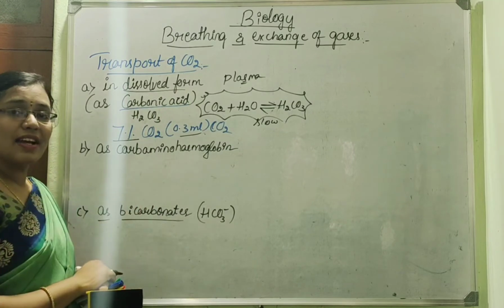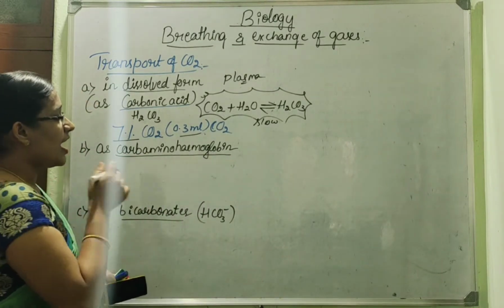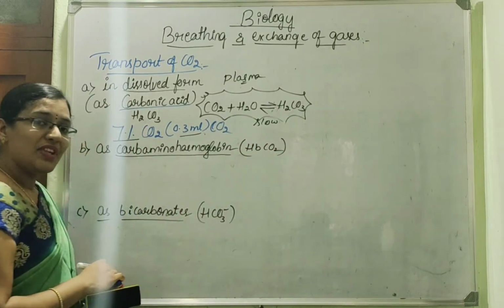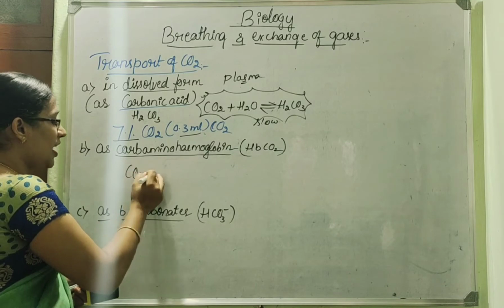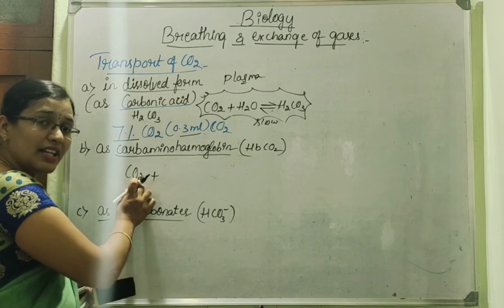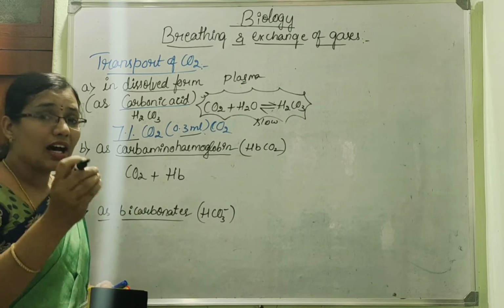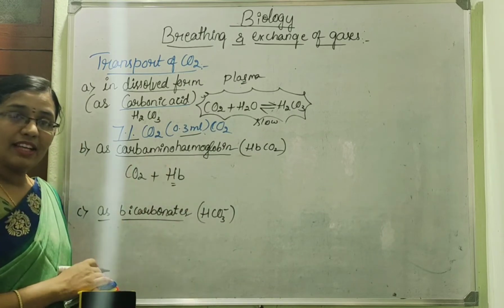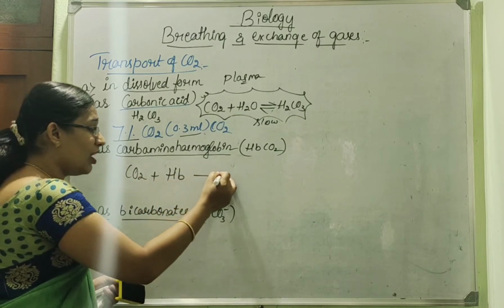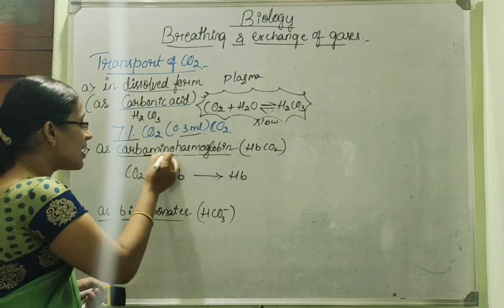And the carbon dioxide is also transported as carbaminohemoglobin. And this carbaminohemoglobin can be written as HbCO2. That means when this carbon dioxide is released by the tissues, now what happens? This released carbon dioxide will combine with the amino group of hemoglobin. That means this carbon dioxide also combines with hemoglobin to form carbaminohemoglobin.